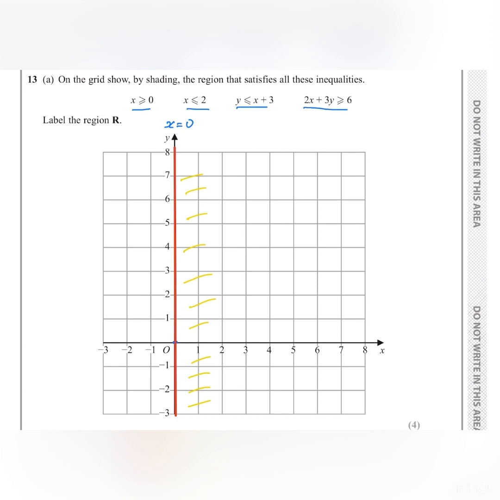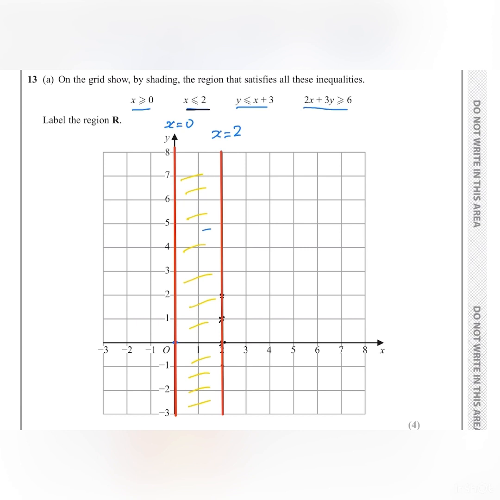says x has to be less than or equal to 2. So again, draw out your line because x is anywhere on this line, which is 2. So draw this line out and we get this line here, and this line is the x equals 2 line. So x has to be less than 2. So that means again, the region enclosed so far by these 2 lines is the region that we are interested in.